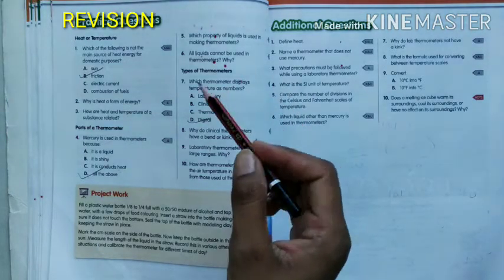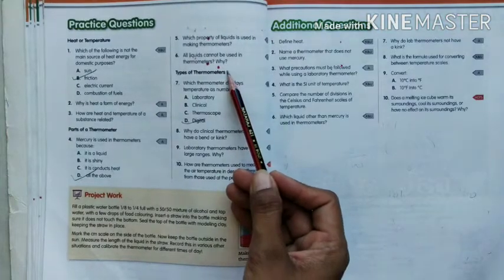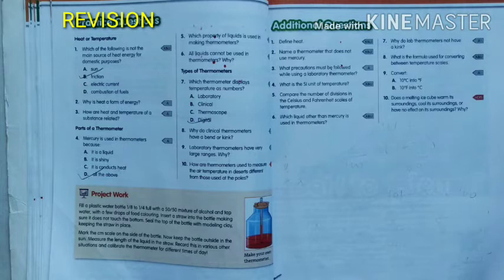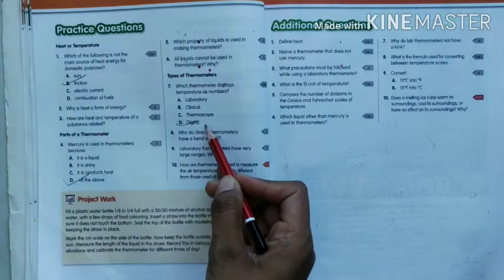In sixth question, all liquids cannot be used in the thermometer. Why? So in this question, you have to write that liquids which expand easily and do not stick to the walls of glass are used in thermometers, but liquids which do not have this property are not used in thermometers. Clear? And the seventh question, which thermometer displays temperature as numbers? So the right answer is digital.